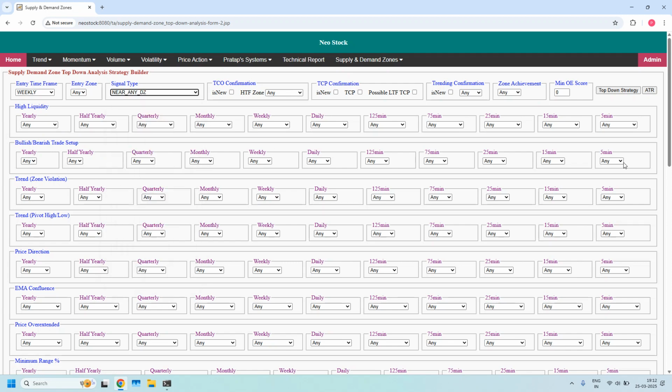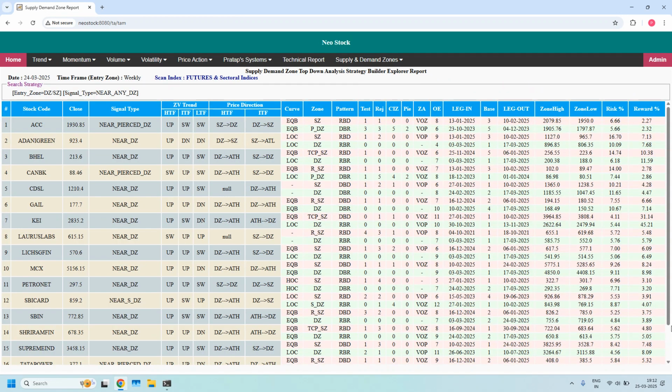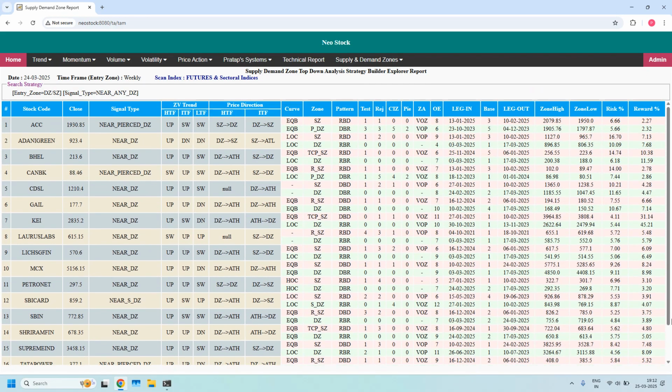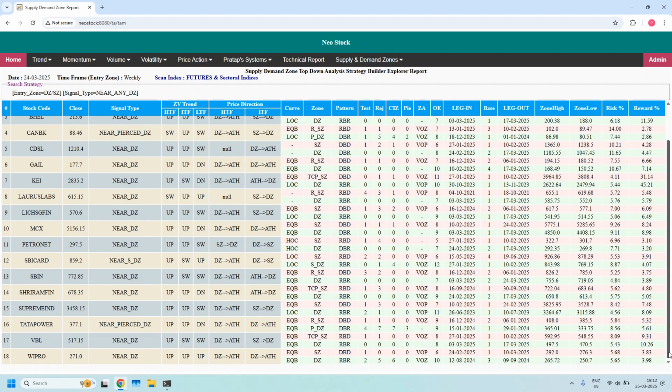Stocks near weekly demand zone. We got 18 stocks. First 15 stocks in the list. Scrolling the list down. So total 18 stocks are filtered. Okay, next.